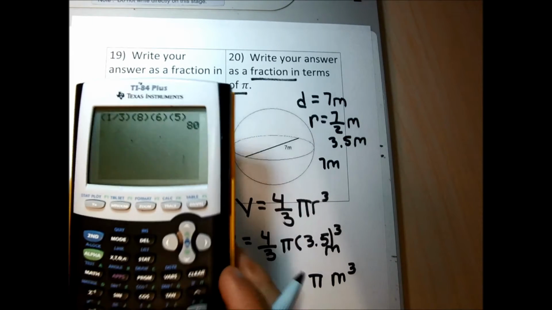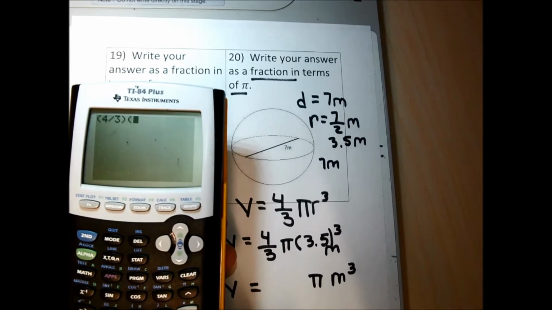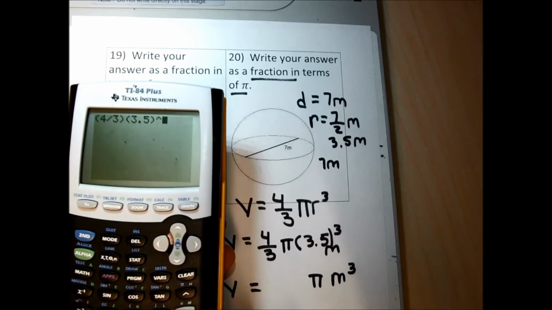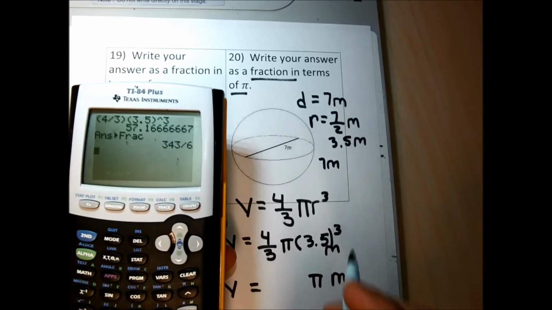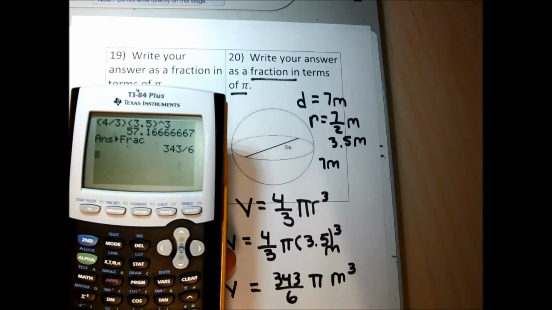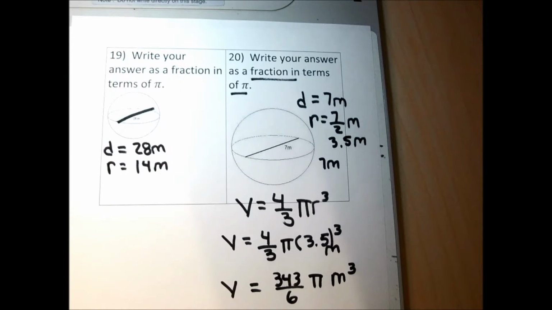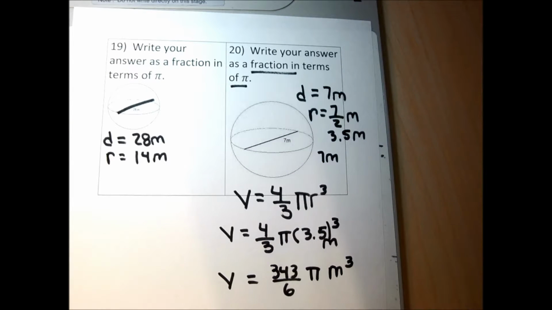And now I'm going to try to get this done by going 4 divided by 3 times 3.5, up arrow, 3, and then math, enter, enter. I get 343 over 6 pi meters cubed. Because it said leave my answer with a pi and as a fraction, that's the answer that we're looking for.